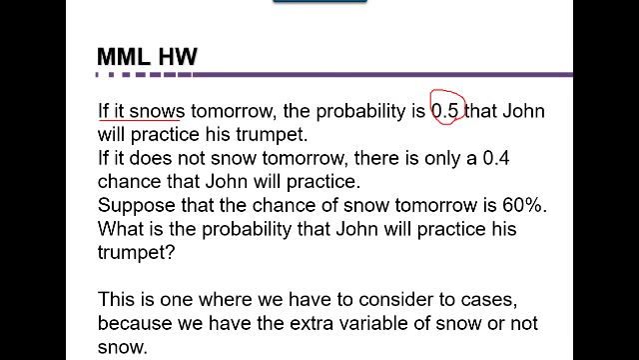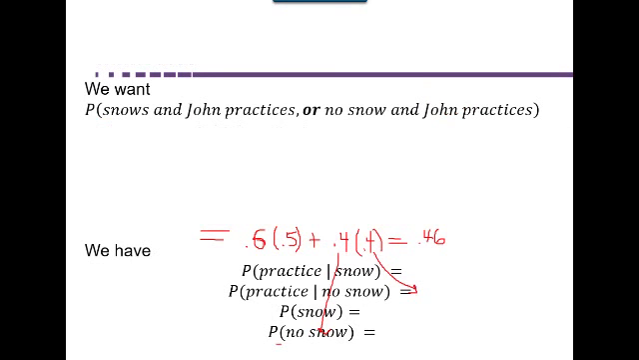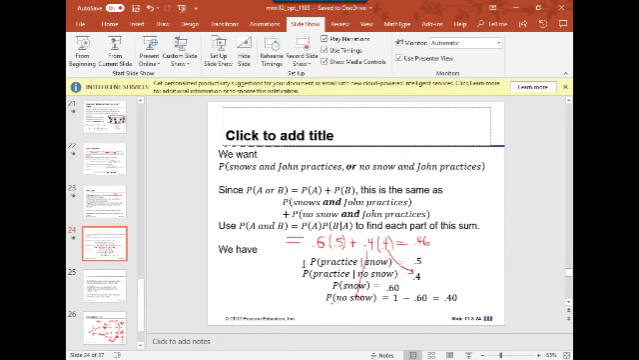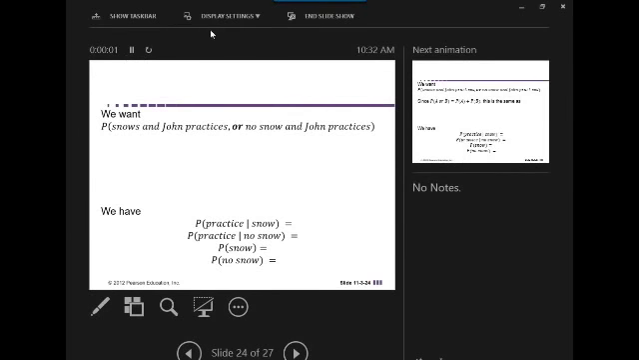So what's interesting about this problem is we have to consider different cases because we have the extra variable of snow or not snow, right? So the probability will depend on whether there's snow or not, but we know the probability of snow as well. So when you see the word or there, remember or means add, probability of this or that. Another way of saying that is we have 2 cases and we have to add the probabilities of the 2 cases.